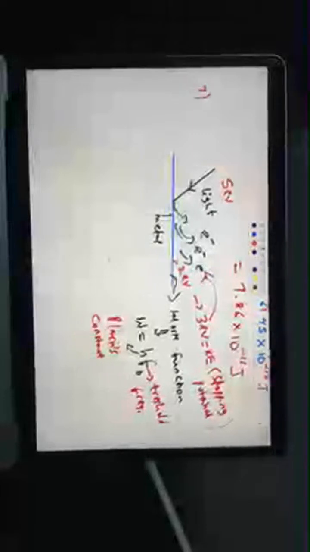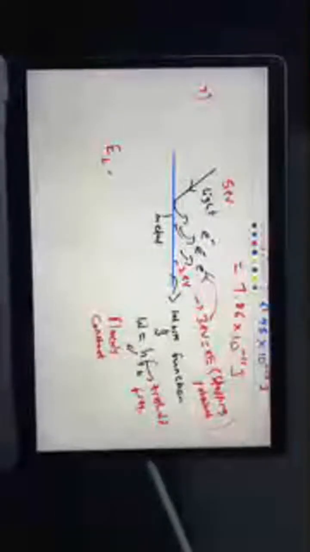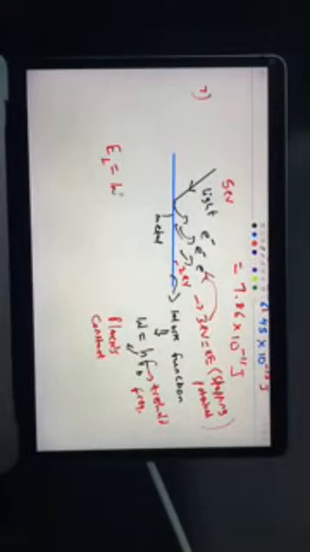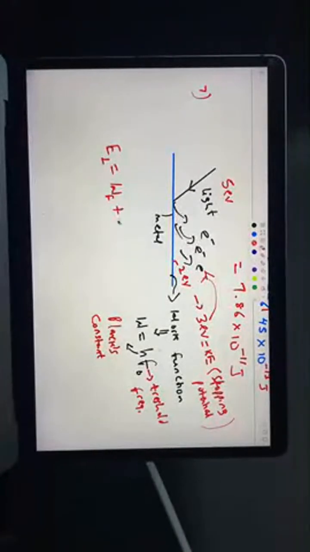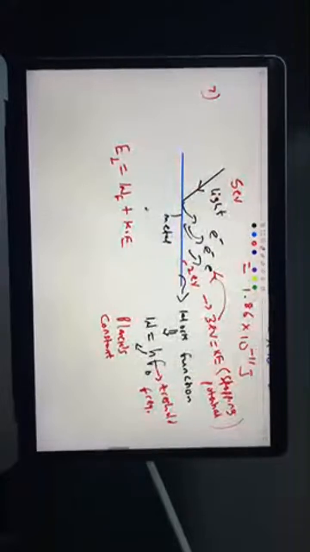So what does that tell you now? The energy of the light that is coming is equal to the addition of the work function plus the kinetic energy that the electron will gain. So let's now go and look at the question. I'm going to be the one asking you that question now. So you tell me.